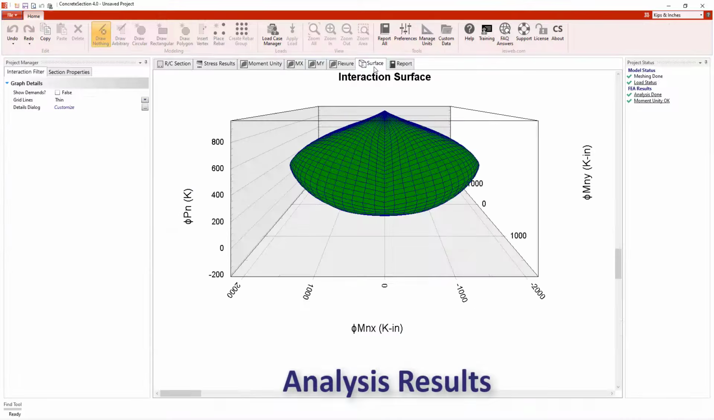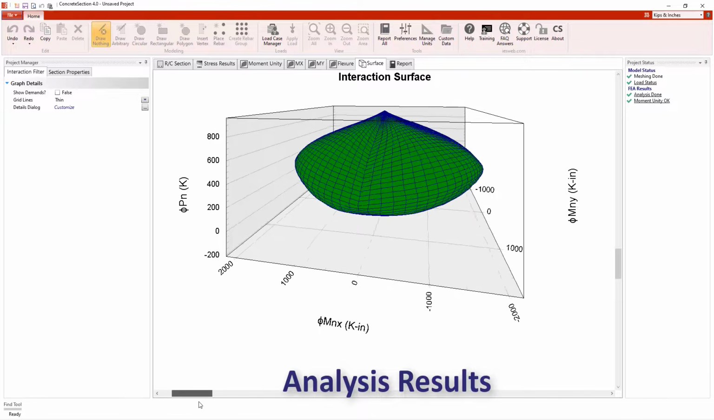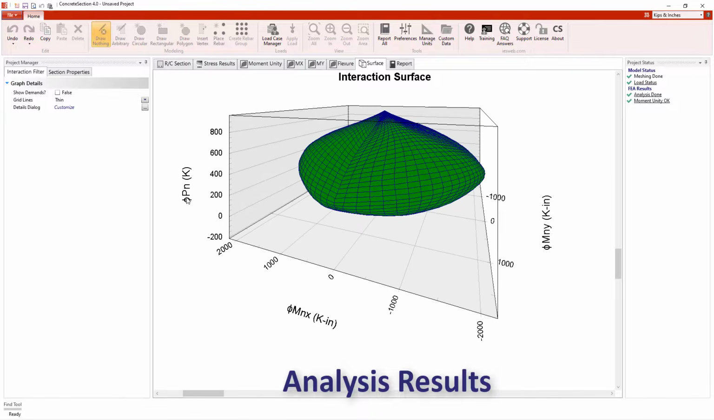Putting it all together, the interaction surface shows the capacity of the reinforced concrete section for every combination of axial force and bending moments. Given the concrete failure strain, the neutral axis offset, and the neutral axis angle, ConcreteSection calculates a capacity point on the interaction surface. ConcreteSection then loops through a variety of neutral axis offsets and angles to generate the entire surface.